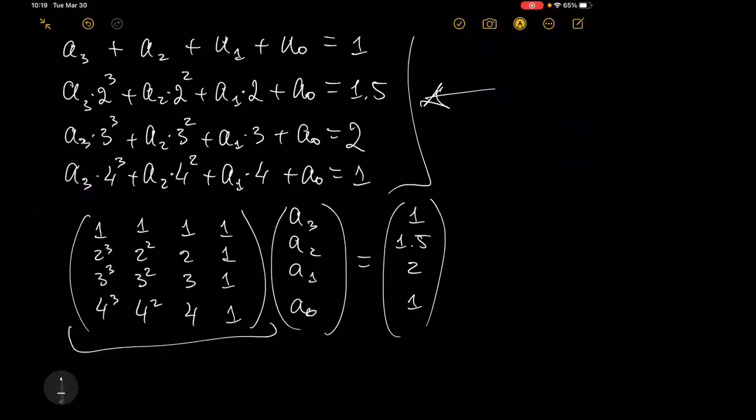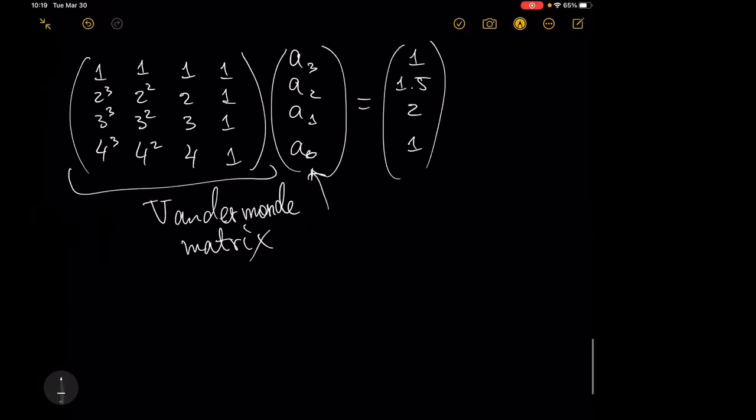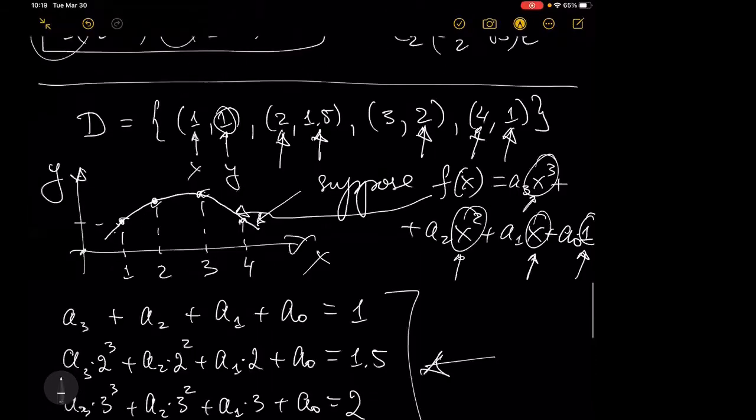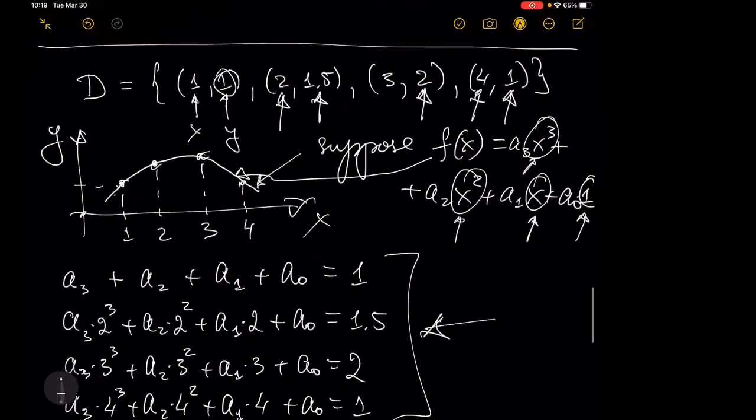So this is, by the way, called a Vandermonde matrix. And you found the corresponding coordinates in this particular basis of your function. So you can, for example, consider these bases, x cubed, x squared, x, and 1.